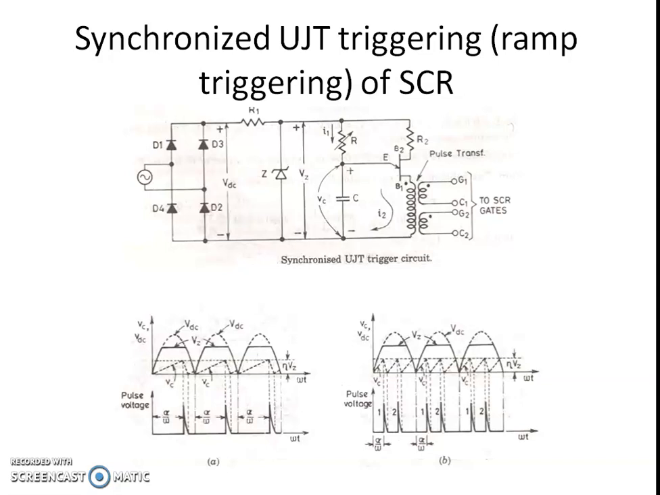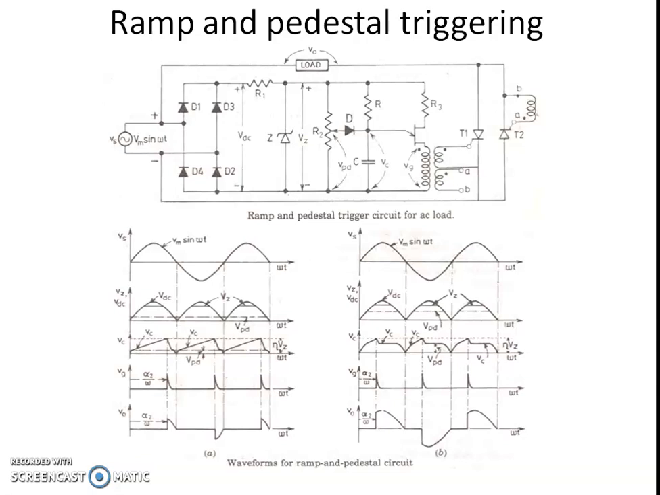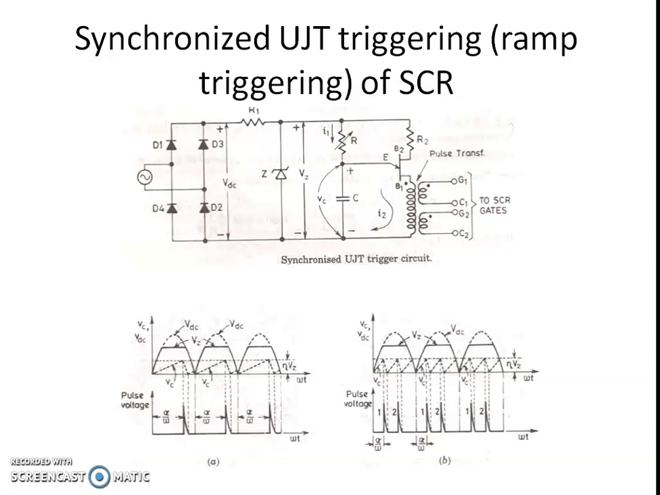There are two types of UJT triggering circuit. The first one is the synchronized UJT triggering circuit and the second one is the ramp and pedestal triggering circuit. First we will discuss the synchronized UJT triggering circuit.